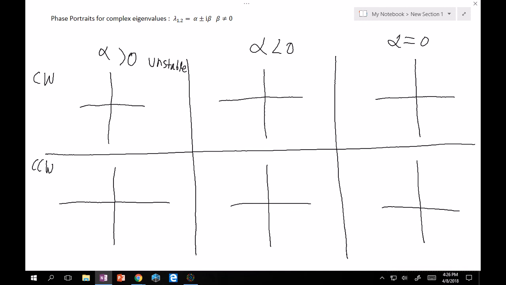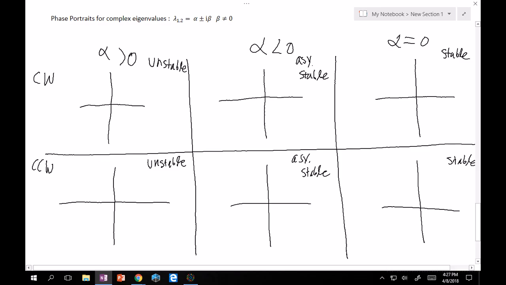Alpha less than 0, by the same argument. If we had eigenvalues that were less than 0, it showed to be asymptotically stable, right? So let's note that. And then alpha equal to 0, it's not asymptotically stable or unstable, so it's just stable. Meaning any small perturbation will make it one of the two, but as it is right now, it's stable. And so keep in mind that this translates down, so this one will also be unstable. This will also be asymptotically stable. And this will be stable. Okay.